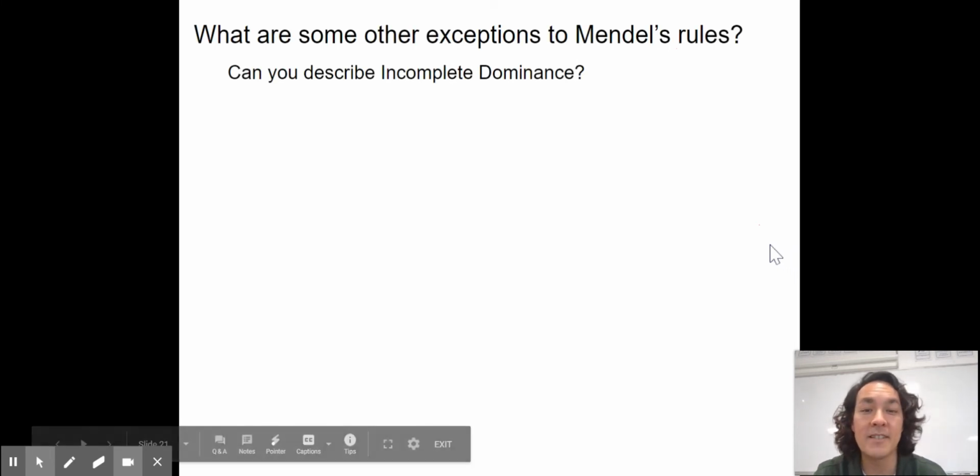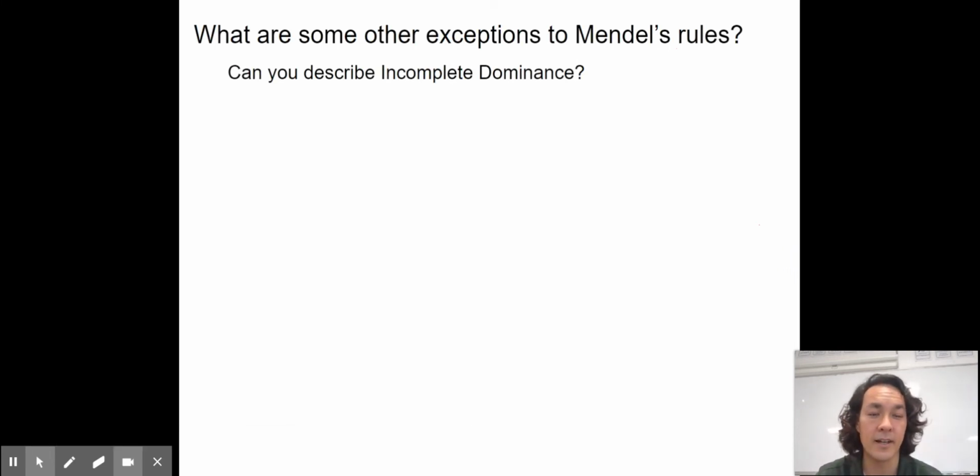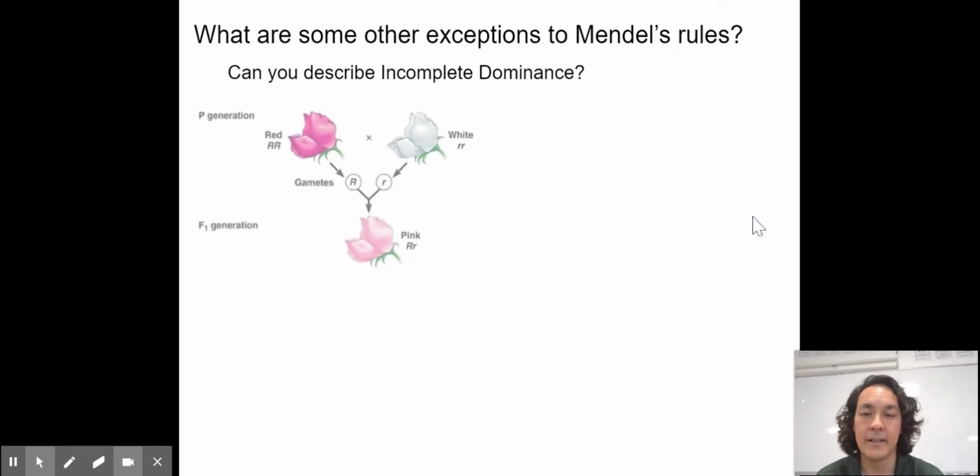All right, what are some exceptions to Mendel, right? Some teachers argue to not even teach Mendelian genetics because there's so many exceptions to it. I think it's helpful to have a basis for it. And so there is incomplete dominance, and that's when neither allele is going to be dominant over the other one.